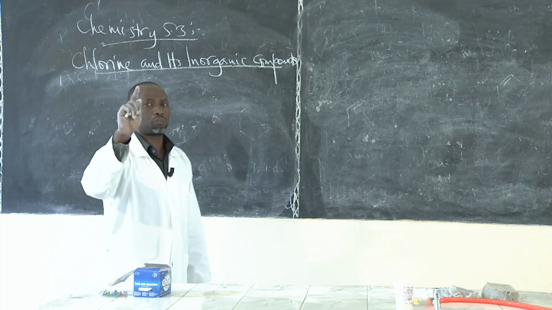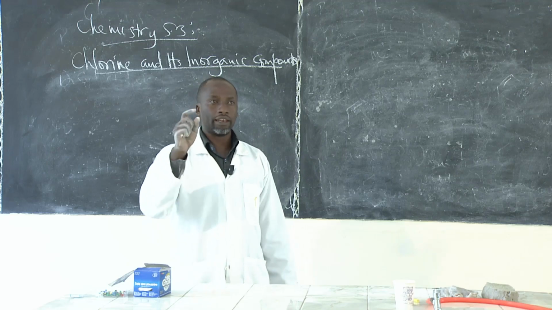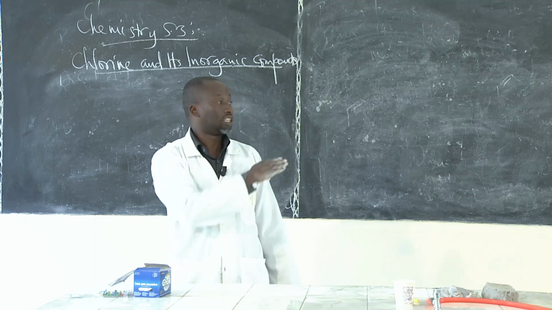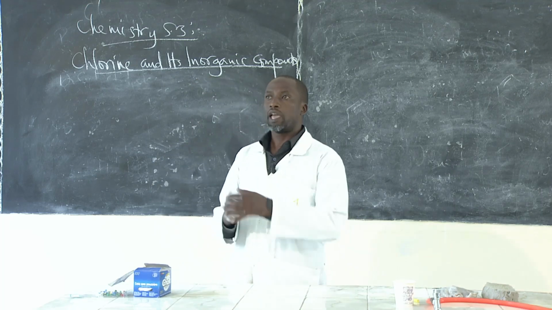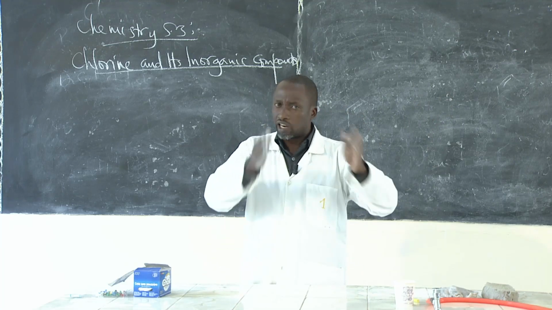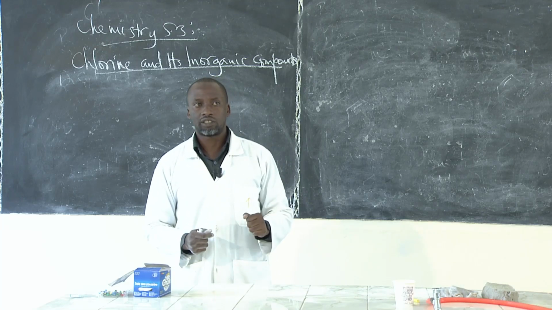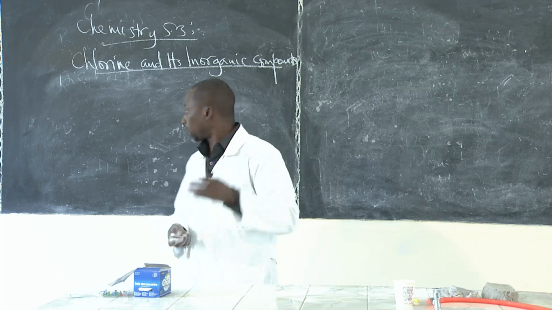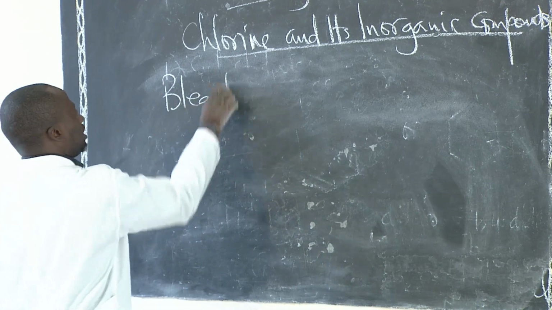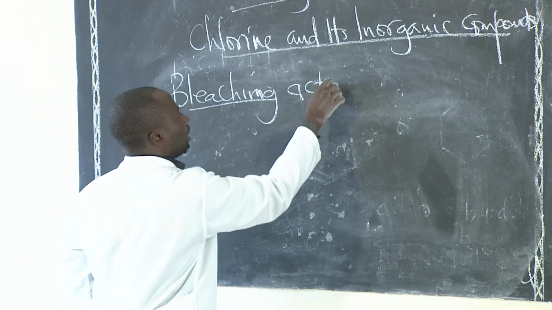If you remember, the last part was about the bleaching action of chlorine. I just want to take this opportunity to remind you about the bleaching action of sulfur dioxide so that we can compare these two. So that was the last reaction that we talked about, the bleaching action of chlorine. This is just to remind you of what we mentioned last time.